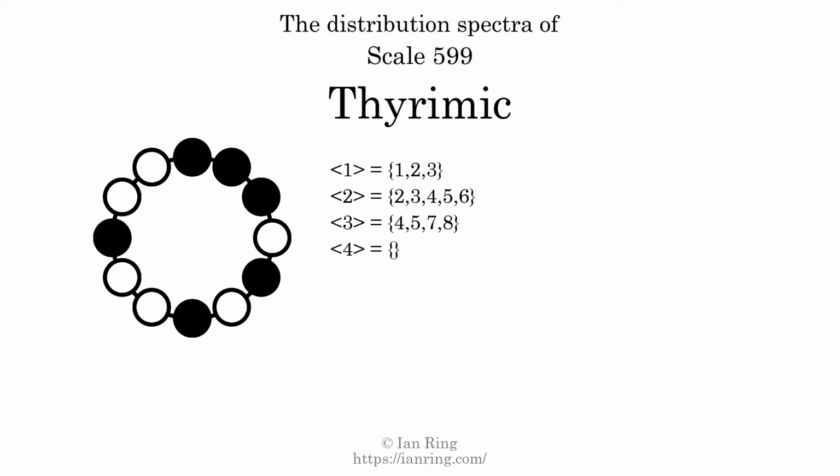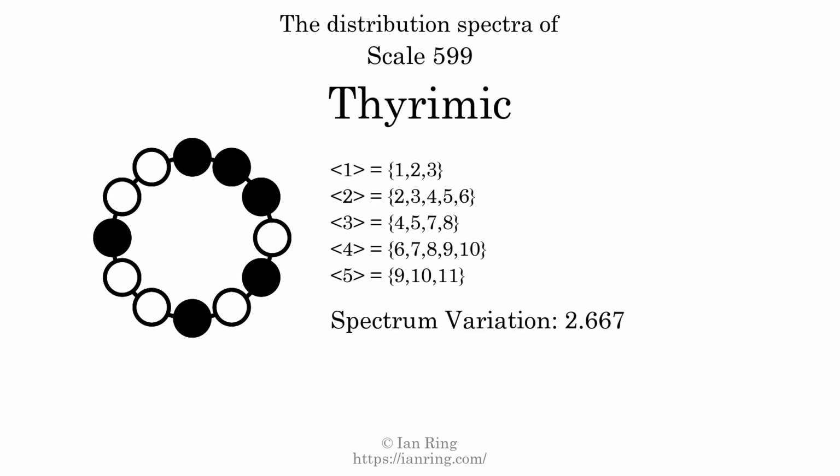The generic interval of 4 scale steps comes in 5 different specific interval sizes: 6 semitones, 7 semitones, 8 semitones, 9 semitones, and 10 semitones. The spectrum width of this generic interval is 4. And finally, the generic interval of 5 scale steps comes in 3 different specific interval sizes: 9 semitones, 10 semitones, and 11 semitones. The spectrum width of this generic interval is 2. The spectrum variation is the sum of all the widths, divided by the number of tones.